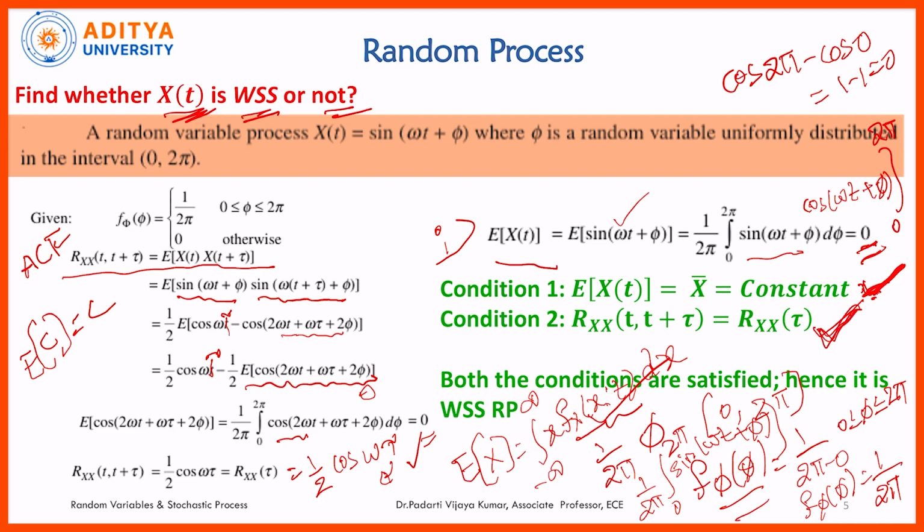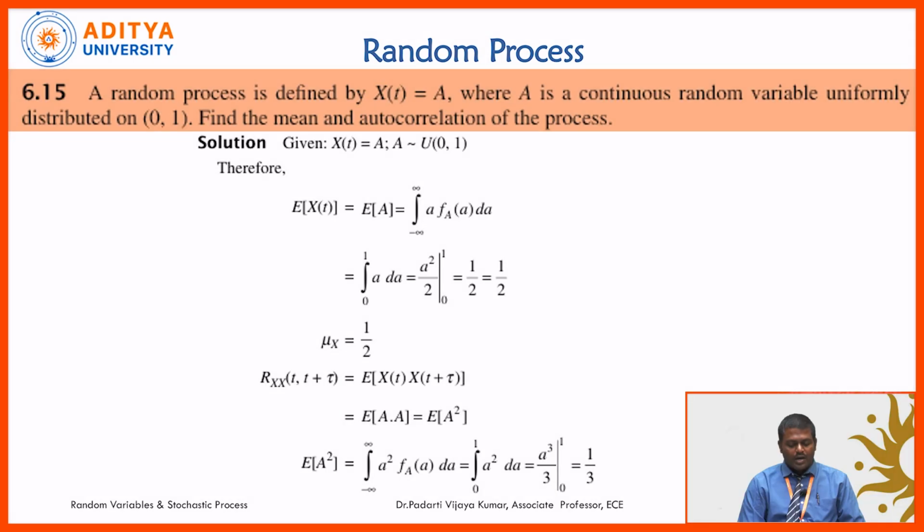So both condition 1 and condition 2 are satisfied. Then we can clearly say the given random process x of t is a wide sense stationary random process. So these are the two mathematical things we need to verify to conclude whether the given function is a wide sense stationary random process or not. And let us see one more example related to computation of mean and autocorrelation of a given random process.